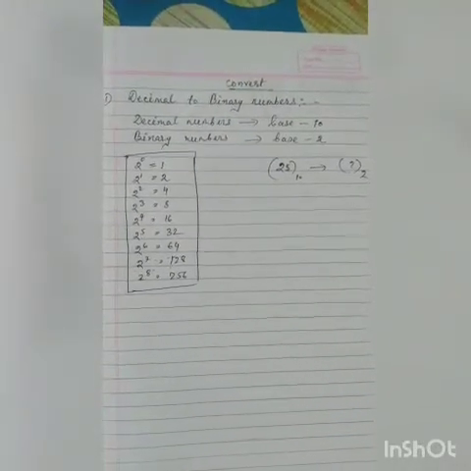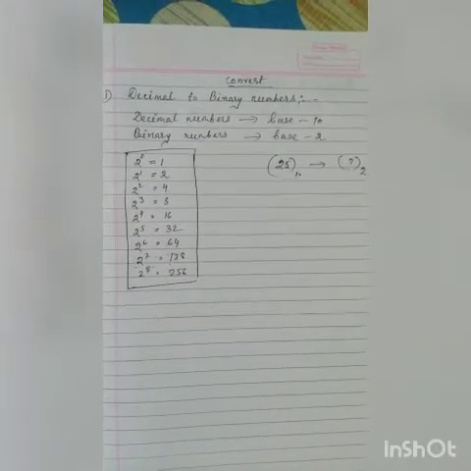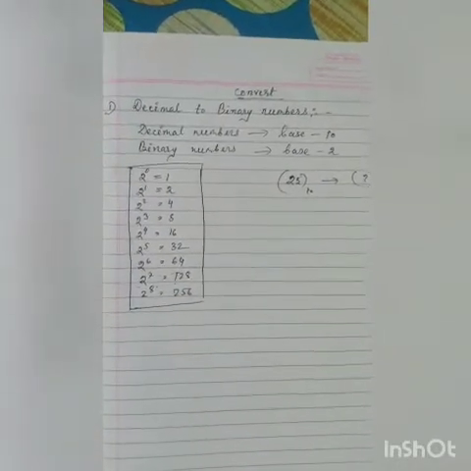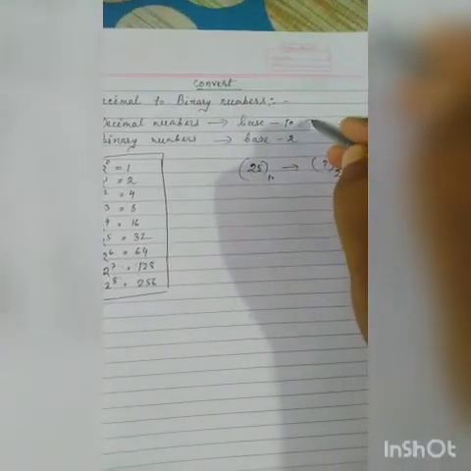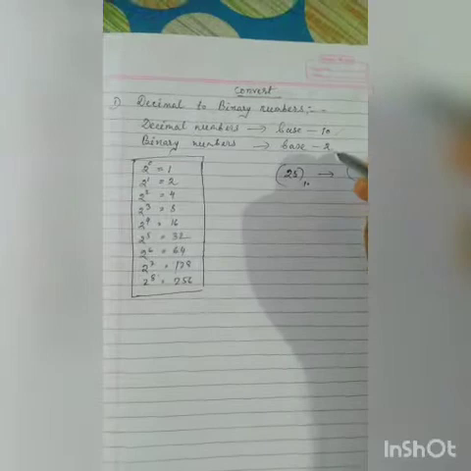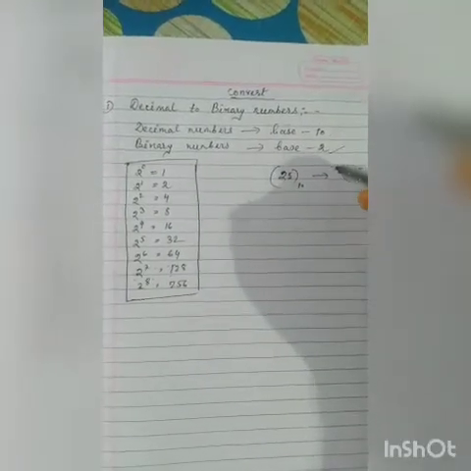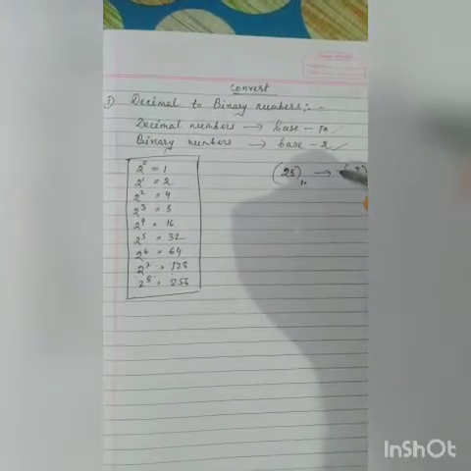In the last video I gave you one video on the number system. The decimal number, what is the base? Decimal number, the base is 10. Here I have written, see, decimal number base is 10 and the binary number base is 2. So from the base also you can understand which numbers are given.